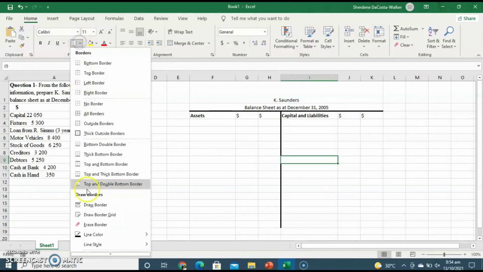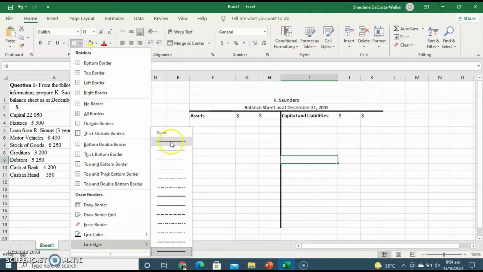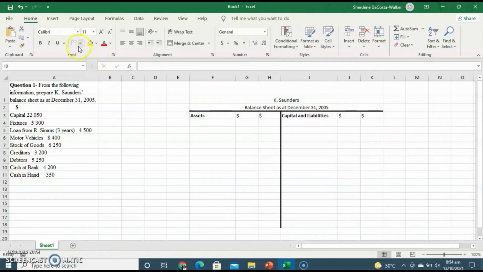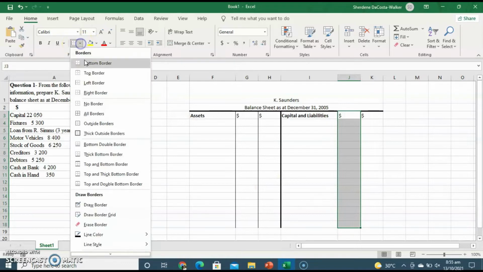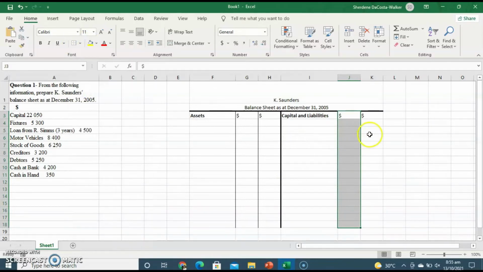I'm going to change the size of it so that I can add the line for the rest of the columns. So I'm going to add a line here and another one in front. Do the same thing here. So what I'm doing is creating my columns so that it's easy for me to view the numbers or place the numbers. All right, so I have my columns. These are my headings. So these are subheadings. This is the heading for the balance sheet.